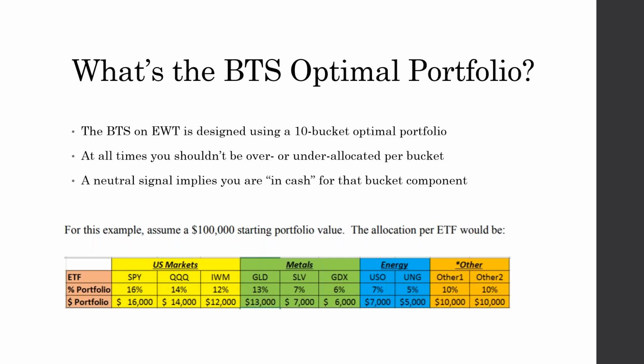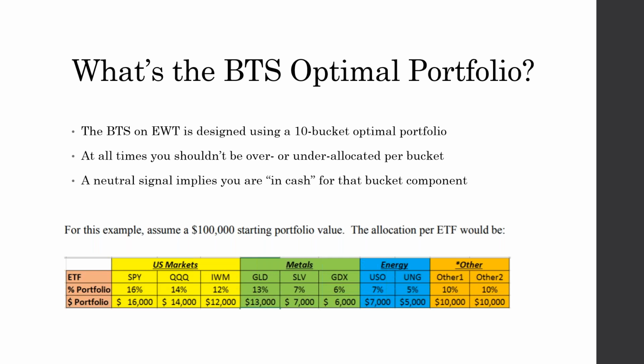If the QQQ signal comes out and says buy Q right now, this second, for this price, then the allocation is 14%, or $14,000. GDX is 6%, SLV 7%, GLD is 13%, USO 7%, UNG, which is natural gas, is 5%.